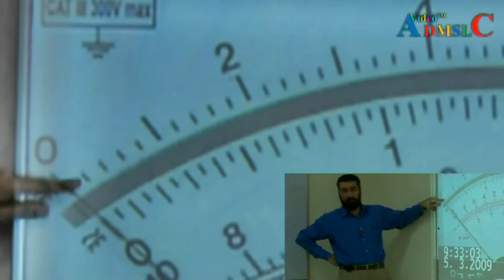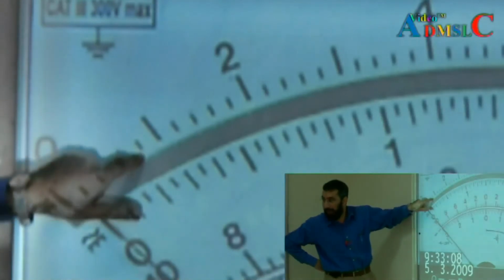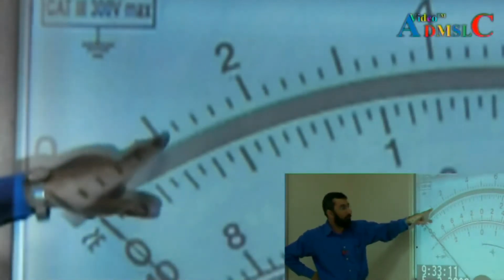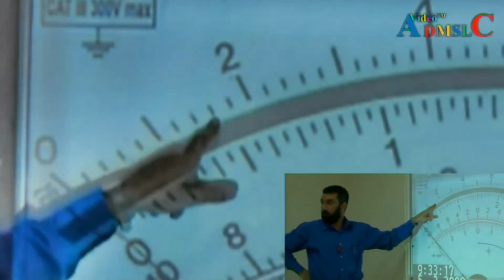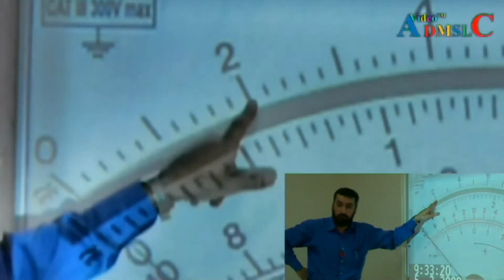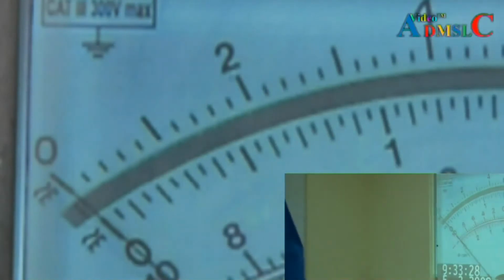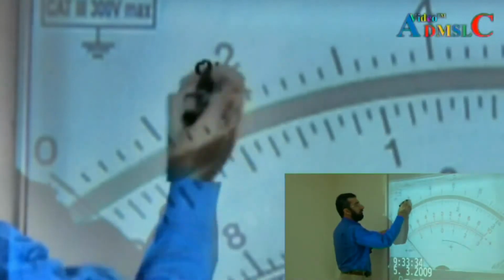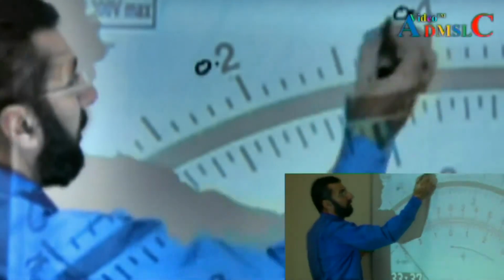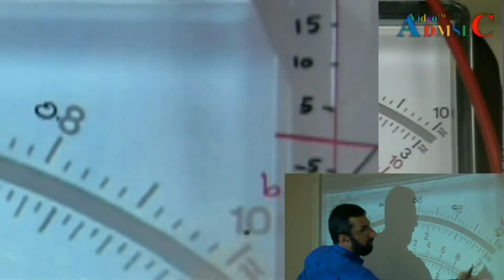0.02, 0.04, 0.06, 0.08, and this is 0.1, 0.12, 0.14. You get the point, all of you? 0.16, 0.18, 0.2. Don't forget. I will do a trick here. Actually this is 0.2, this is 0.4, this is 0.6, this is 0.8, and this is 1.